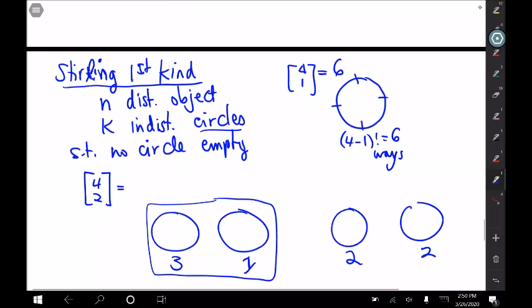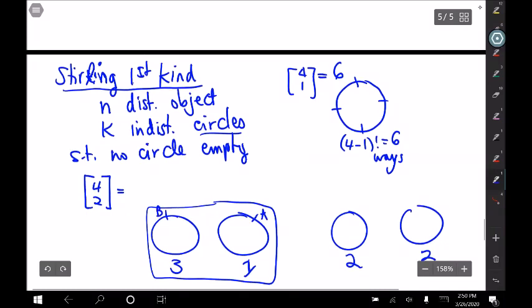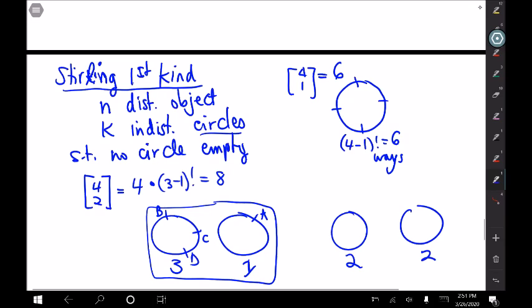How many ways can I have this? 6 ways, wait, no. 4 ways to decide which one will be the lonely guy. Suppose that A will be the lonely guy on that circle. The remaining 3 objects, B, C and D, will be put in the other circle. How many ways can I order these 3 objects? So 4 ways to choose which one will be lonely, and then these 3 objects can be ordered in 3 minus 1 factorial ways, which is just a 2. So that's an 8. Oh, sorry, this 8 is the first case.